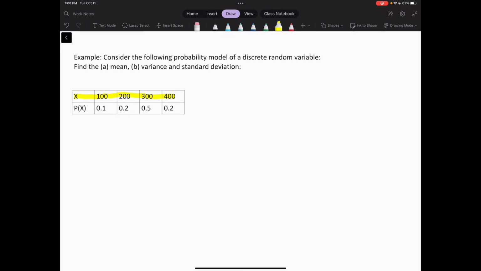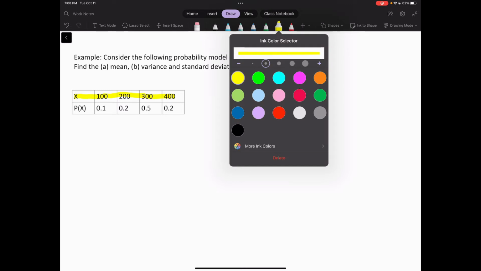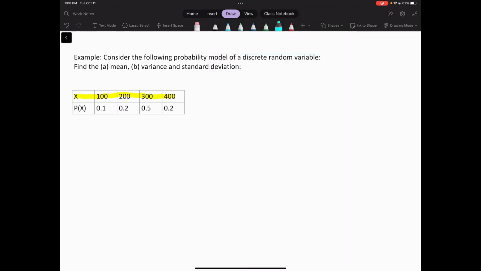And then the row below it tells us the probability that we get said outcome from the random variable. So the probability that we get 100 is 0.1 or 10%. The probability we get 200 is 20%. The probability we get 300 is 50%. And the probability we get 400 is 20%, 0.2. So with all that information, they want us to find the mean, the variance, and the standard deviation.